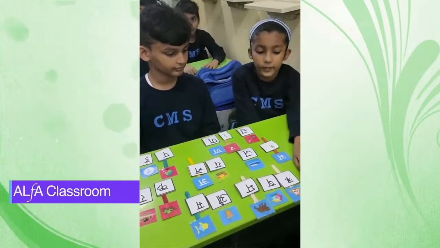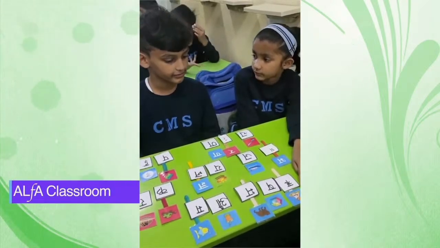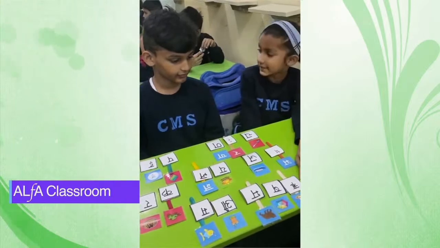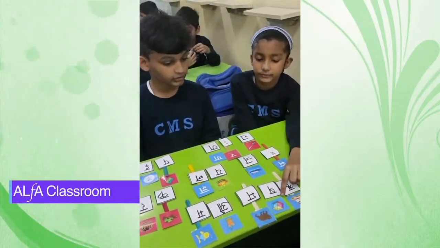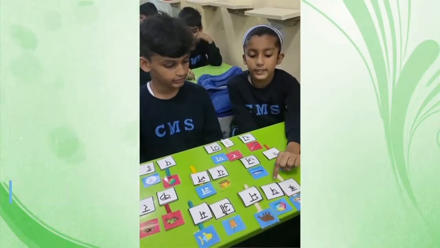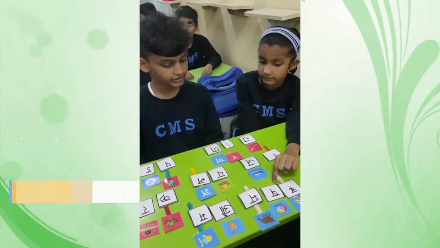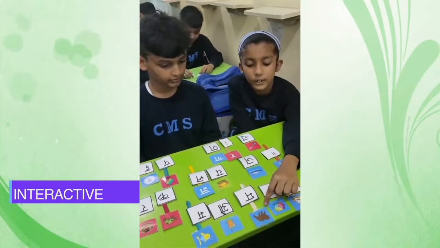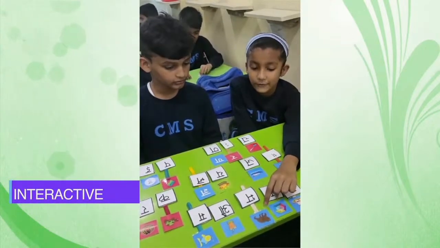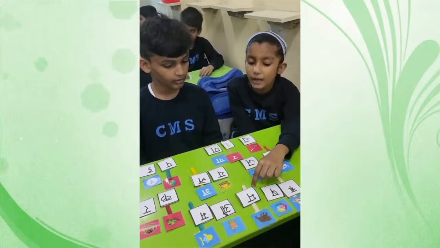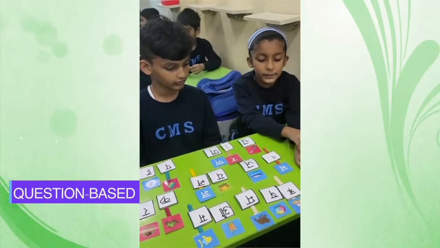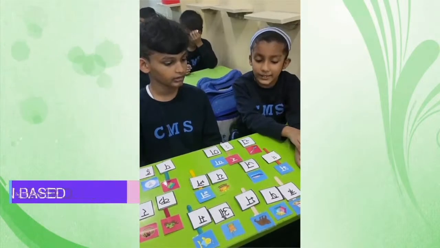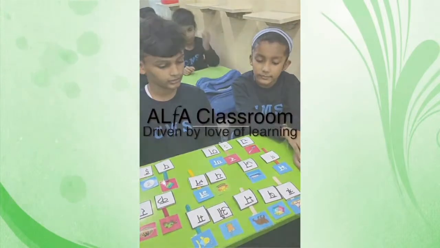What is the first picture? Rishi. What is the first sound? Rick. What is the second picture? Sakur. What is the first sound? Sh. What is the third picture? Hun. What is the first sound? What word will you get when you add the three sounds together?